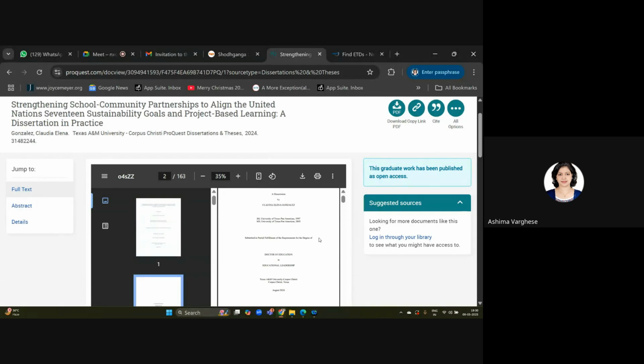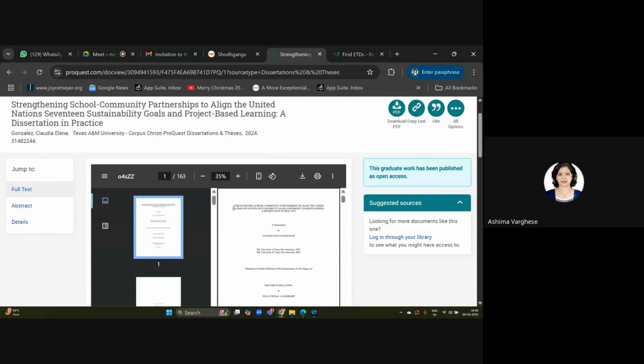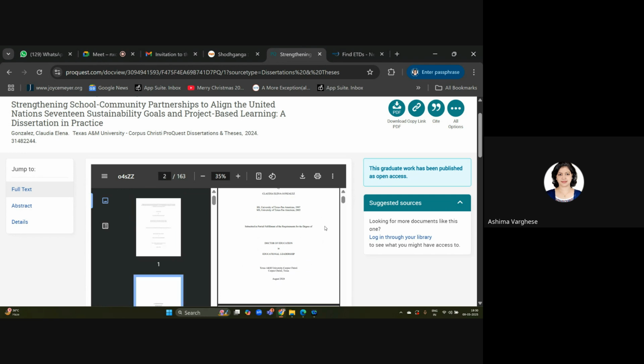So you can go through this the way which I have shown yesterday regarding the title of the dissertation. How the title should be in capital, it is in inverted pyramid. A dissertation by the name of the person, Claudia, submitted to the University of Texas Pan America, like that it has been submitted in partial fulfillment of the requirement of the degree of Doctorate of Education, whatever is the format, this is done.